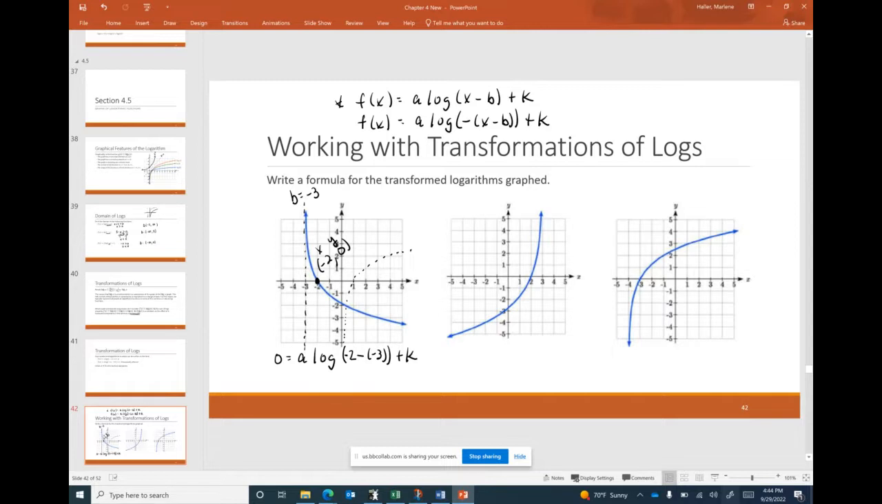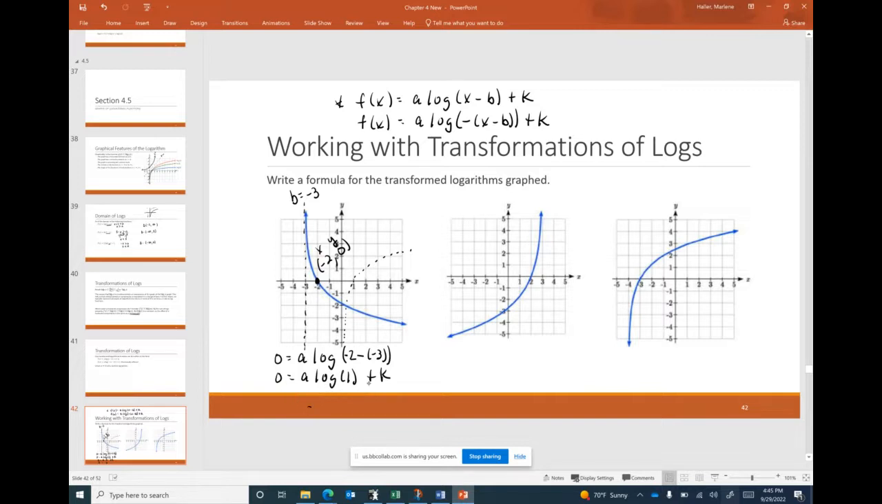All right, so let's simplify. A times the log of -2 plus 3. It's really just log 1 plus k, right? What is the logarithm of 1? What exponent would I put on 10 to get 1? It's just 0, right? So that made things pretty easy for us. 0 equals a times 0 plus k. What does that mean k is? K is just 0. So that tells us that this graph does not have a vertical shift, right? It does not have a vertical shift. I can forget about the k.